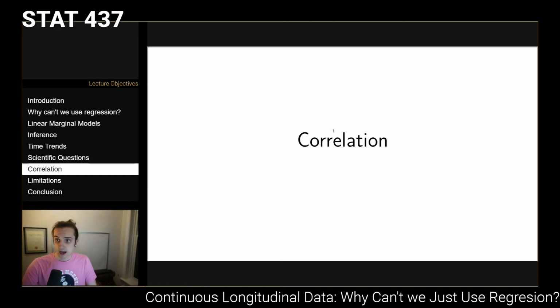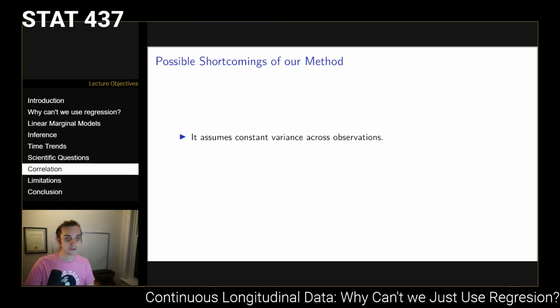So we also have the concept of correlation. Up until now, we had assumed that there was constant variance across all of our observations. That might be a shortcoming because, at different time points, we might expect there to be different amounts of variance in the data, for instance.